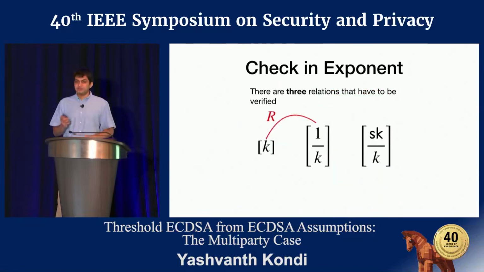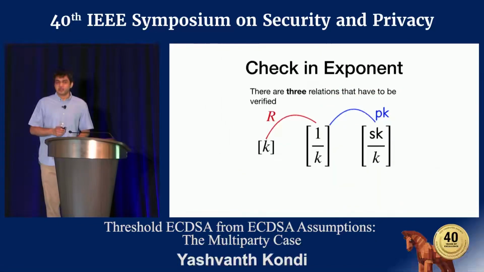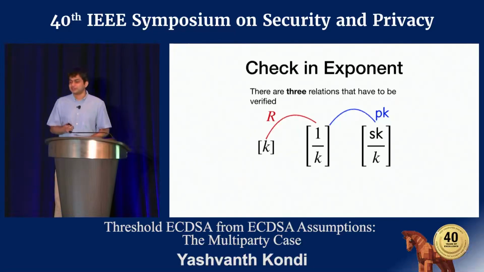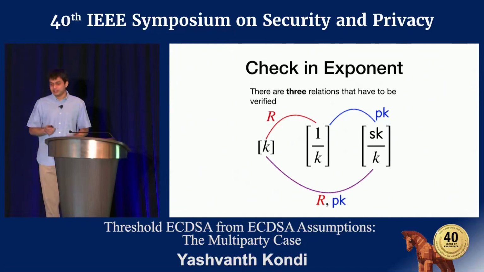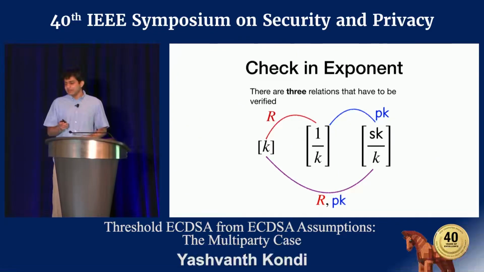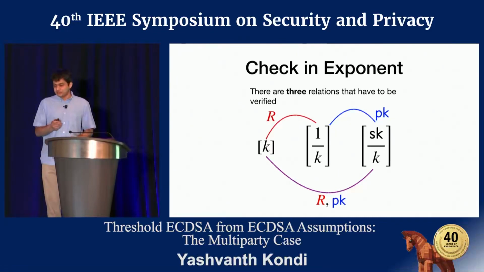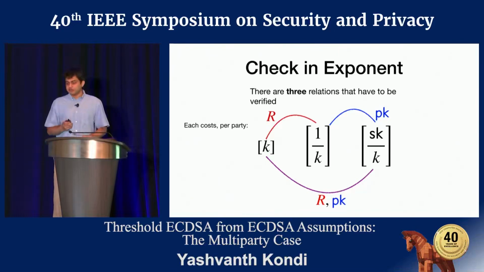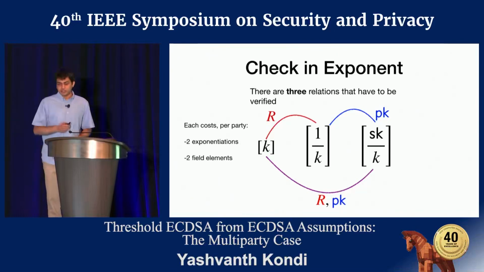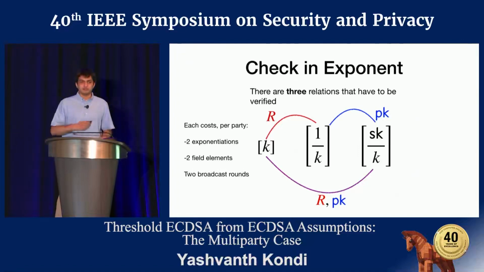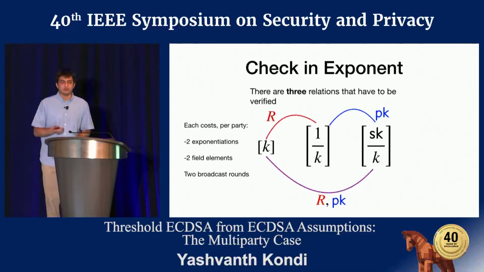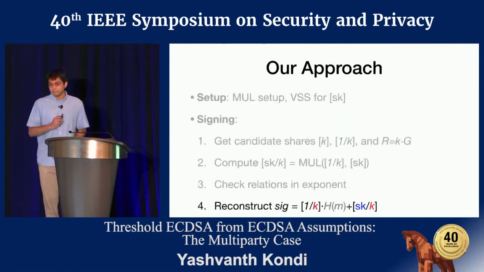Right, so that's how we verify the first relation. And I won't be speaking about this now, but please read the paper if you're interested. We use similar techniques to verify the second pair and the final pair of relations. And roughly each of these checks costs per party a couple of exponentiations and as many field elements to be transmitted in 2 broadcast rounds. But of course, when we batch these together, the costs amortize, and you can run these in parallel and things like this.